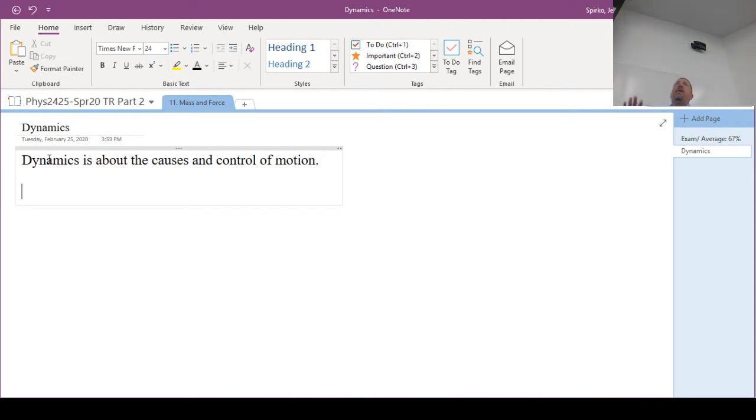So there's a couple of different mathematical models that we can use to describe the control of motion. We're going to start out with the model of forces, which is based off of Newton's laws. And it starts with Newton's 3 laws of motion. Newton's first law is the idea of inertia.